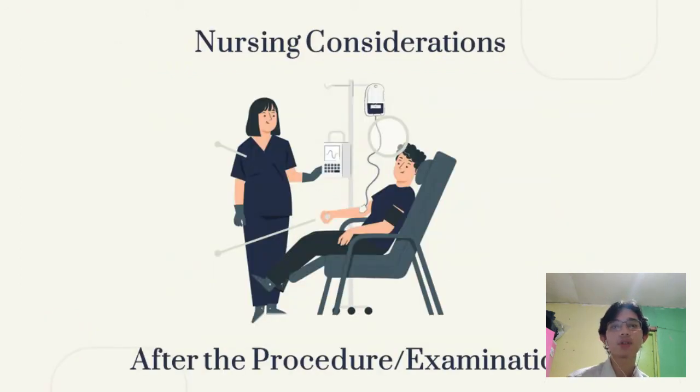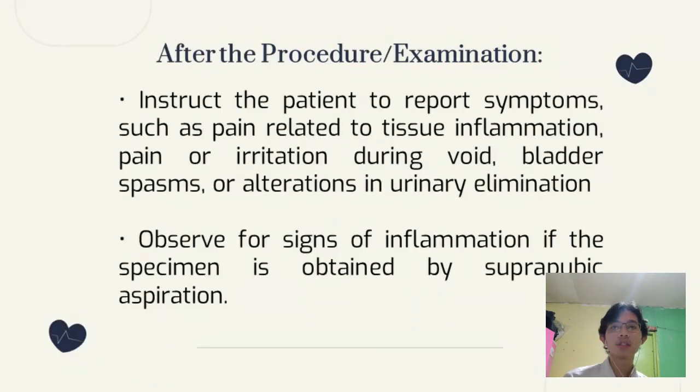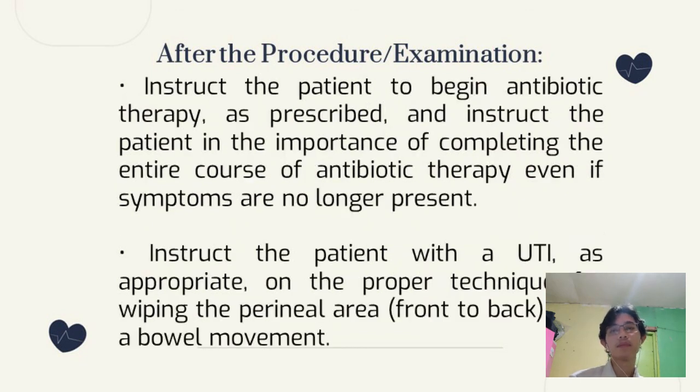So lastly is after the procedure or examination. First is to instruct the patient to report symptoms such as pain related to tissue inflammation, pain or irritation during void, bladder spasms, or alterations in urinary elimination. Observe for signs of inflammation if the specimen is obtained by suprapubic aspiration. Next is to instruct the patient to begin antibiotic therapy as prescribed, and instruct the patient in the importance of completing the entire course of antibiotic therapy even if symptoms are no longer present.